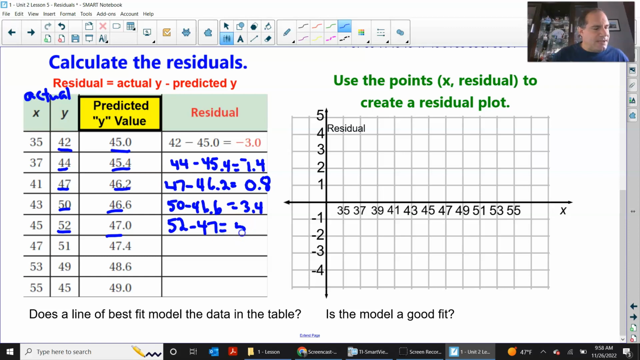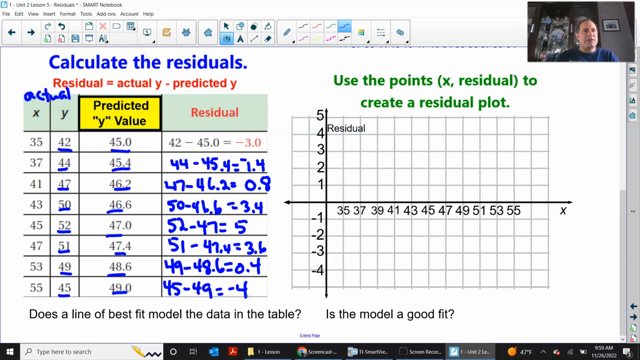And we're going to say that's 5. 51 minus a 47.4, we say that's 3.6. And 49 minus 48.6 equals 0.4. And a 45 minus 49 equals a -4.